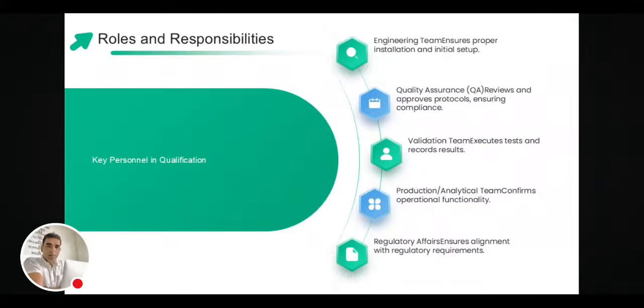Validation team: conducts the qualification tests, records data, and verifies that the equipment meets all defined specifications. Production or analytical team: confirms that the equipment performs effectively during routine manufacturing or analytical operations. Regulatory affairs: ensures that the entire qualification process adheres to applicable industry regulations and guidelines, helping to prevent compliance issues. This cross-functional collaboration ensures that every aspect of the qualification process is handled with care and expertise, leading to equipment that is reliable, safe, and fully compliant.